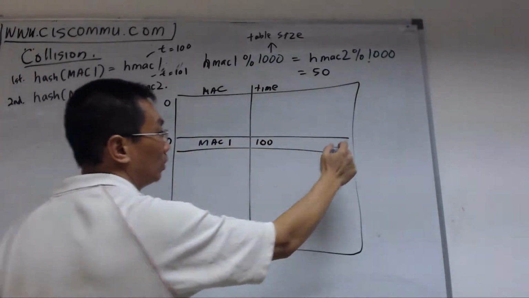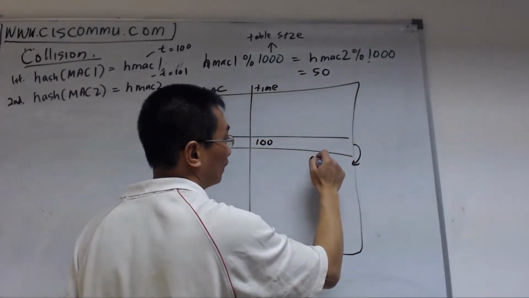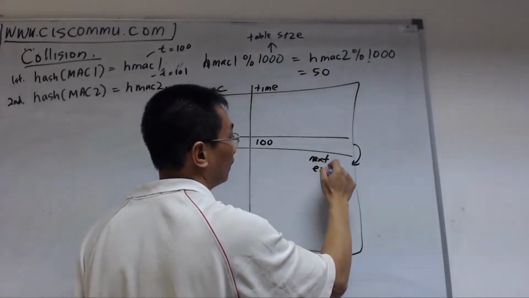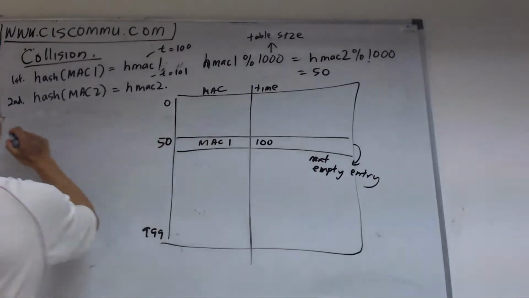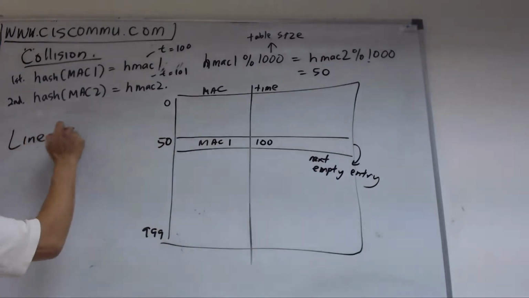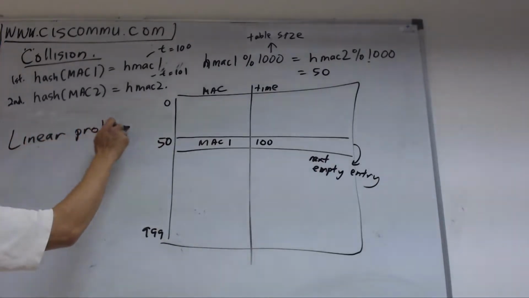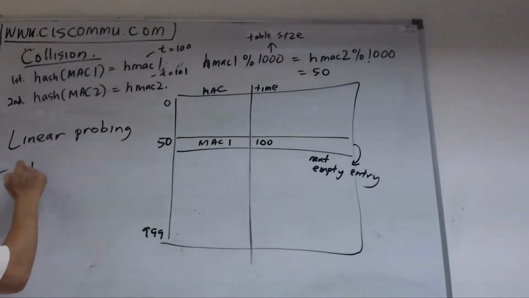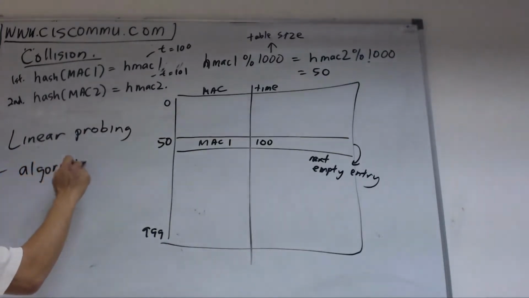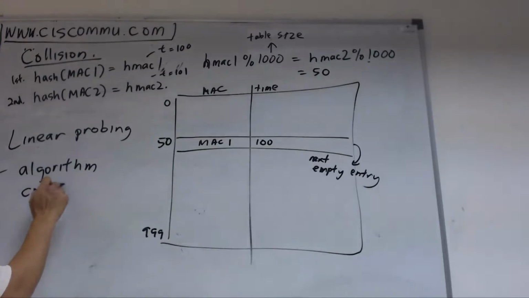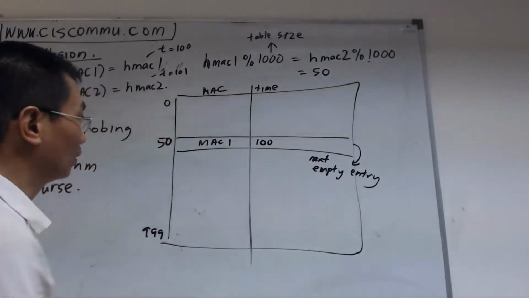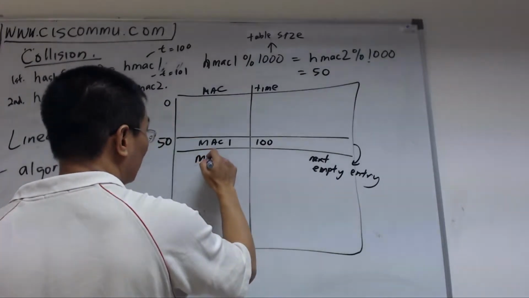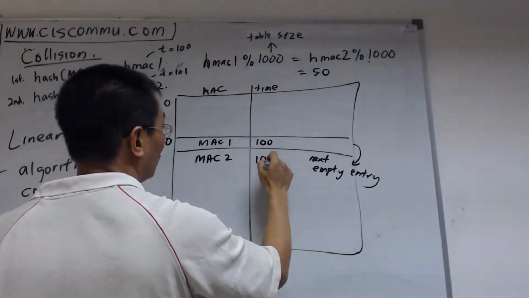You're going to put it to the next empty entry. Alright? So this, you call it linear probing, where you study in algorithm courses. Algorithm design, whatever you want to name it. So you're going to put in MAC2, and I'm going to put it here.